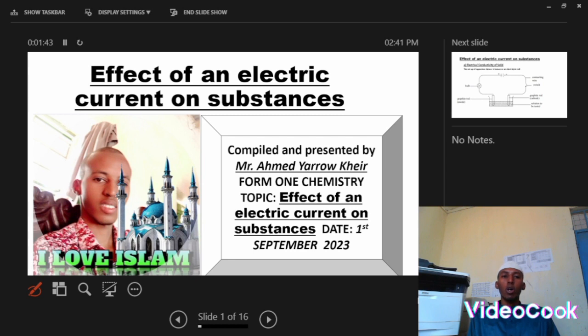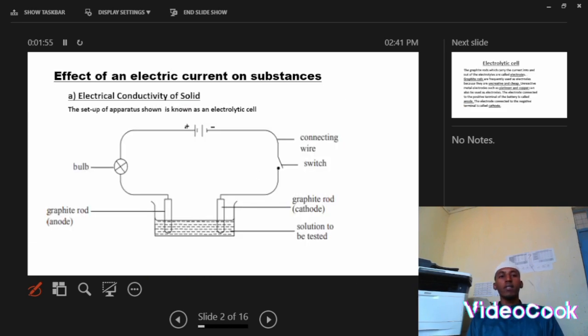So under this topic we are going to learn the basic things. In more detail, when you reach form 4, that is when you will learn in more detail. Let me start. Effect of an electric current on a substance.